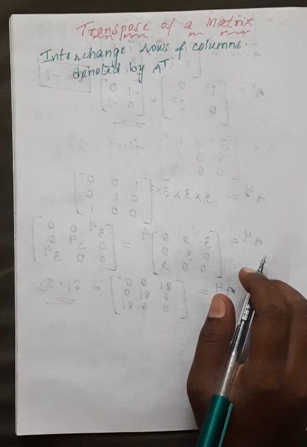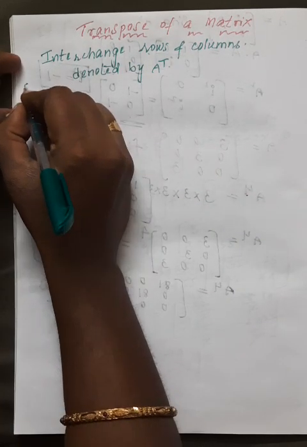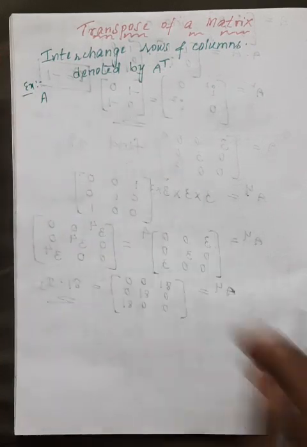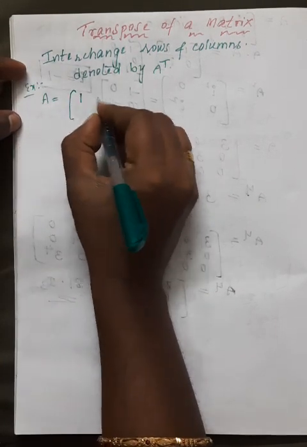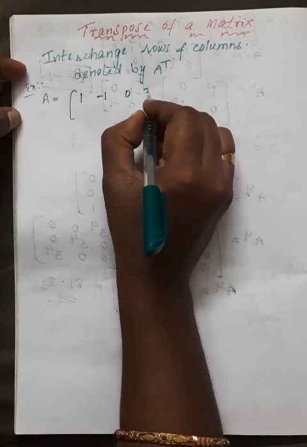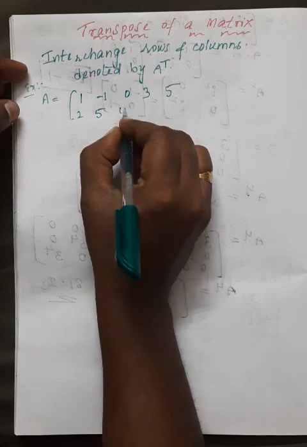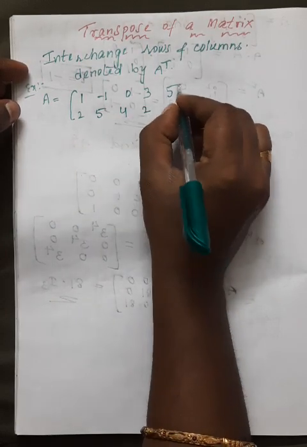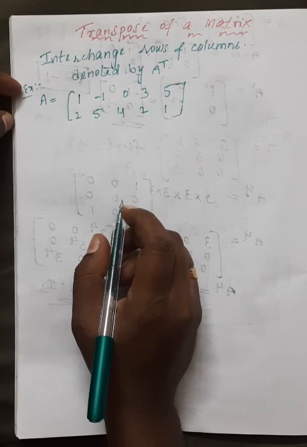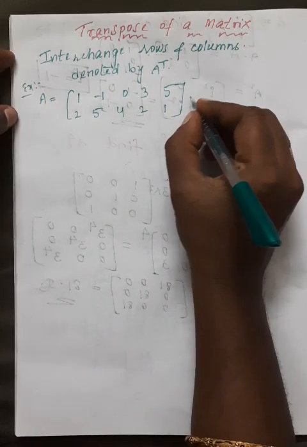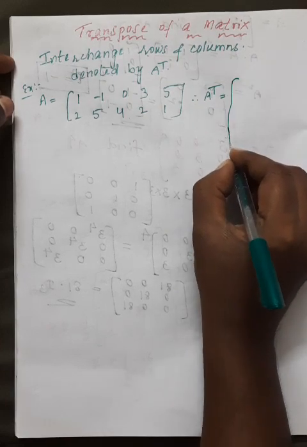For example, if A is equal to 1, -1, 0, 3, 5, 2, 5, 4, 2, 1. So this is the matrix A. Here we have to do the transpose for this given matrix. Therefore, A transpose is equal to.